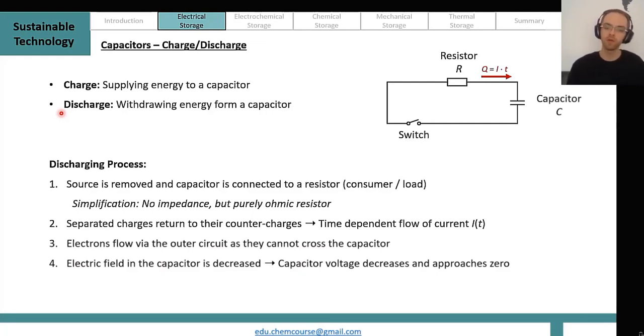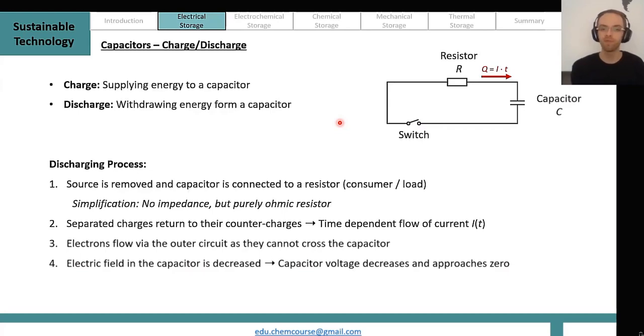Now, if we look at the opposite process, the discharging process, we do not need this energy supply anymore. We simply have our capacitor in here, we have our resistor again, and a switch. So if the source is removed and the capacitor is connected to a resistor, which will act as a consumer and a load, we already have a system which can consume energy once we close the switch.